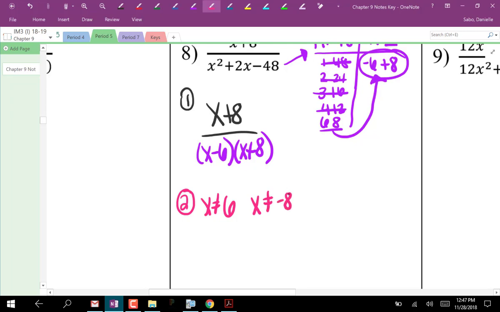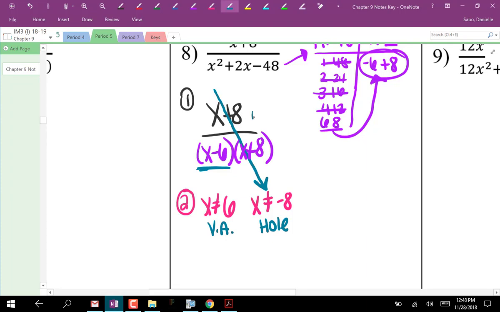Do we have questions on the excluded values? Only one of them is a hole. Is it the 6 or the negative 8? Careful. The 8. Here's why, because watch. This x plus 8 and x plus 8 cancel, so you can see my little arrow. The negative 8 then means it's going to be a hole. So I'm going to write the hole here. Whatever is left over is going to be your vertical asymptote. So whatever cancels, hole. Whatever doesn't, vertical asymptote.